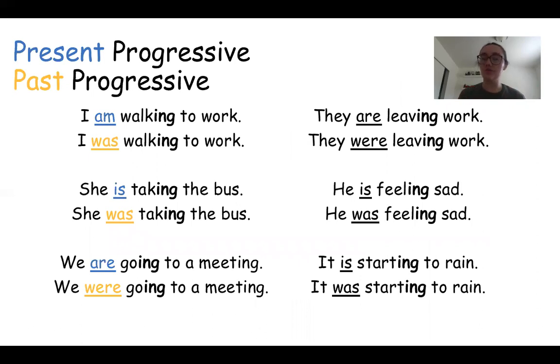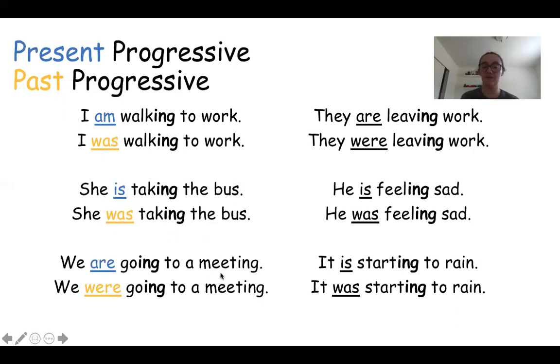So I'm going to show you the difference between present progressive and past progressive. So you'll see that this one says, I am walking to work. To make it past, the only thing that we change is we say was instead of am. I was walking to work. She is taking the bus. To change is to past tense and make it past progressive tense, we say she was taking the bus. And you need to remember the ing to make it a progressive tense, right?